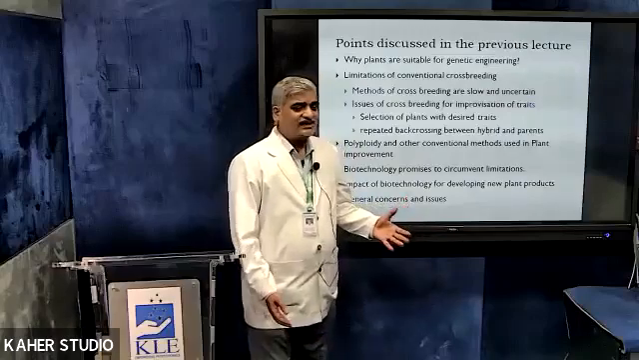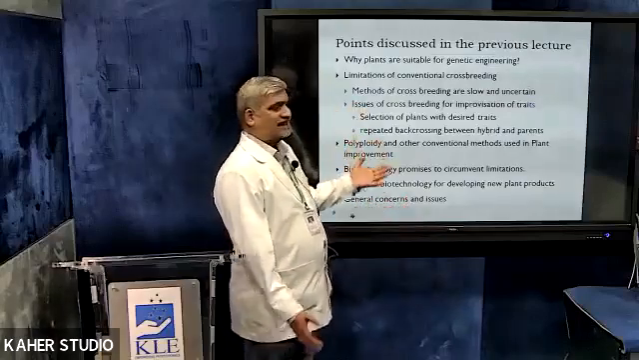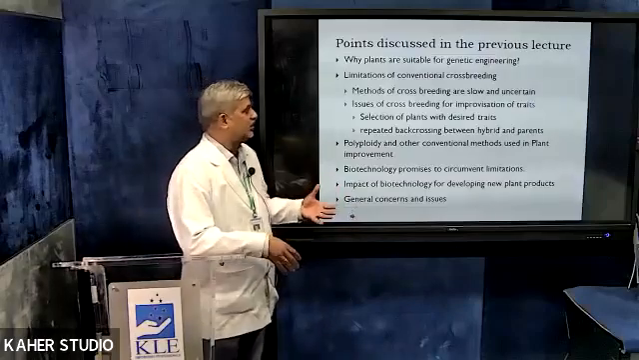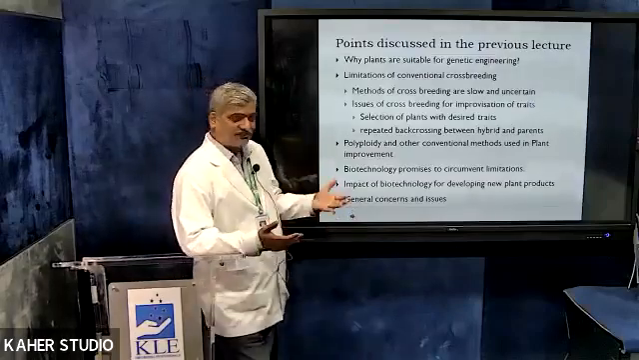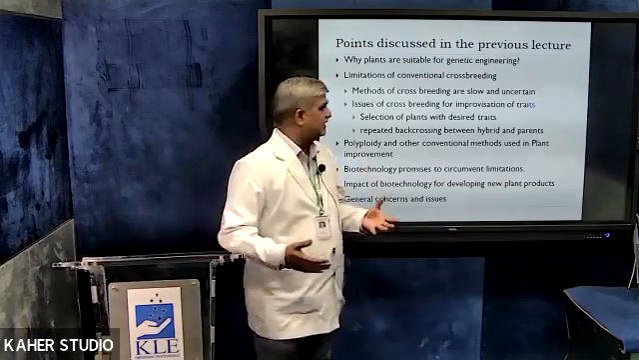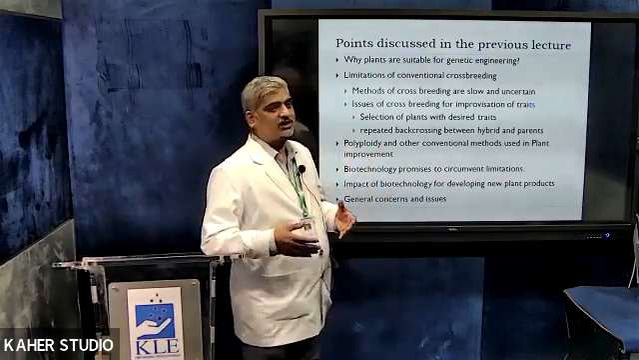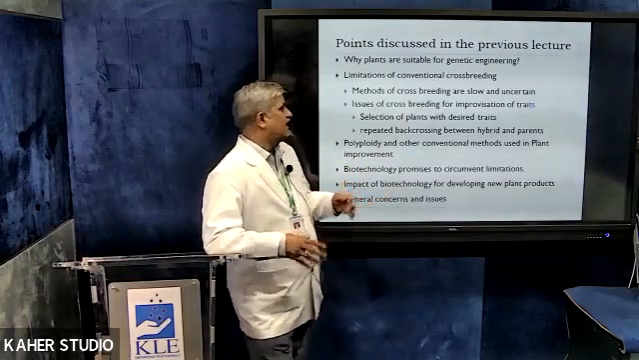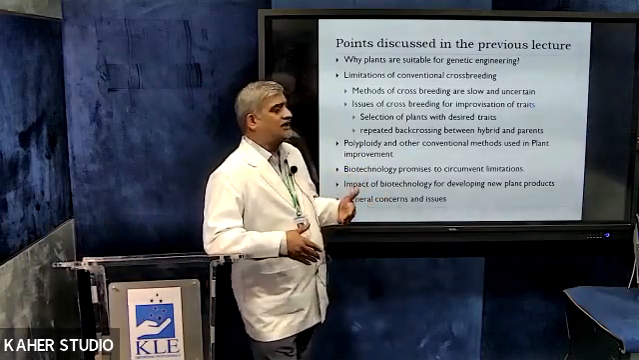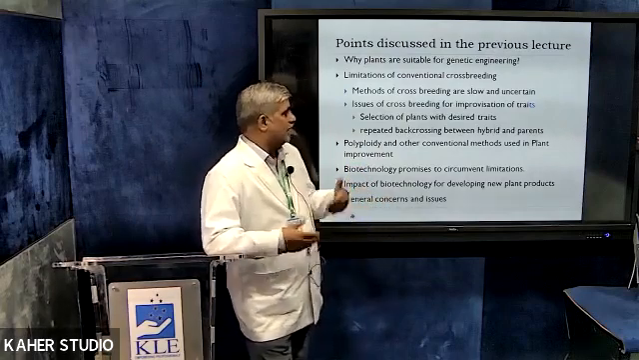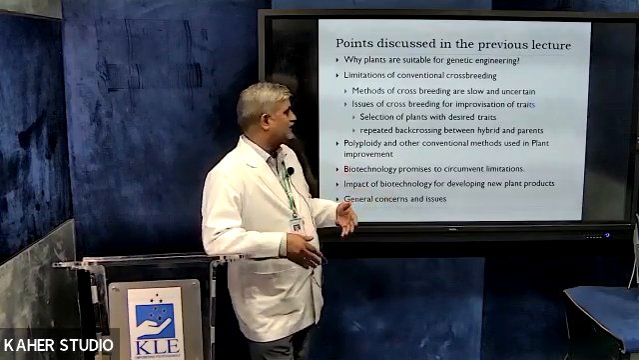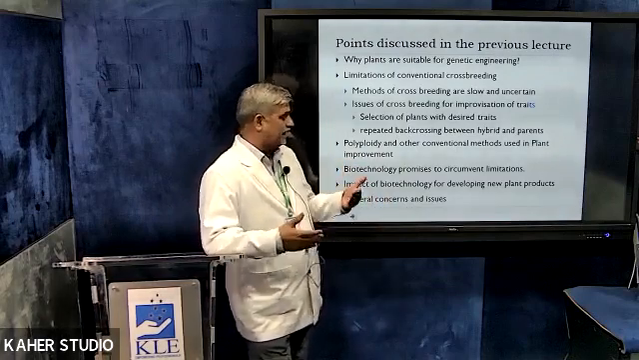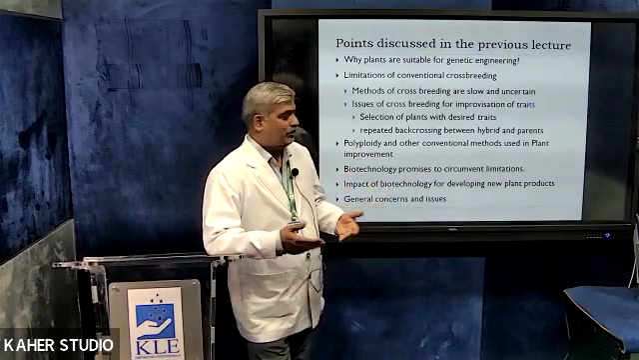In the last class, we discussed why plants are suitable for genetic engineering, what the limitations of conventional crossbreeding are, what the methods of crossbreeding are, what the disadvantages are, how conventional crossbreeding is slow and uncertain, and issues related to crossbreeding for improvement of plants and traits in plants, selection of the plants with the desired traits, and repeated backcrossing can lead to problems.